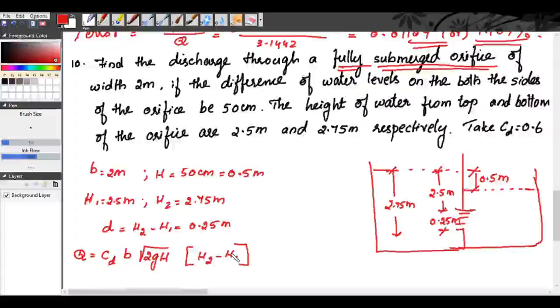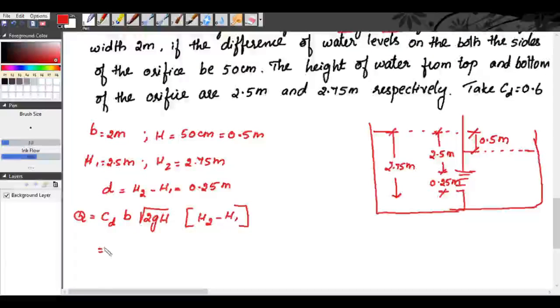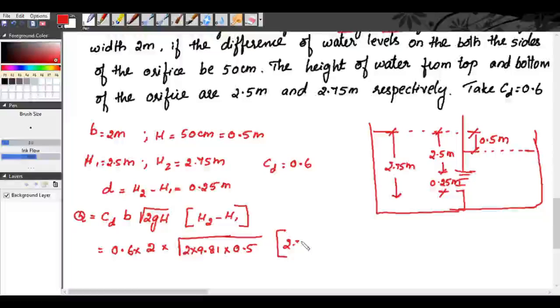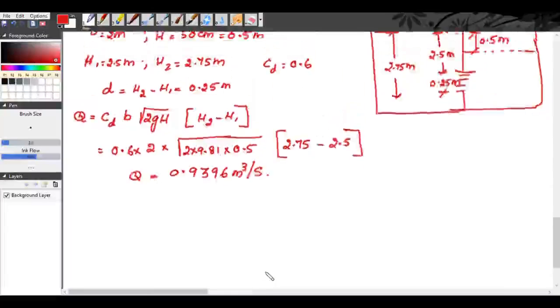So substituting the values, we get CD is equal to 0.6, as given in the problem. So 0.6 into 2 into square root of 2 into 9.81 multiplied by 0.5 into H2 is 2.75 minus H1 is 2.5. So we get the discharge Q is equal to 0.9396 meter cube per second. We will move on to our next problem.